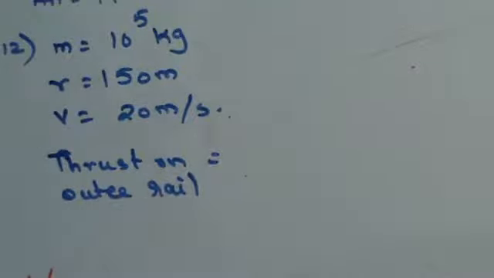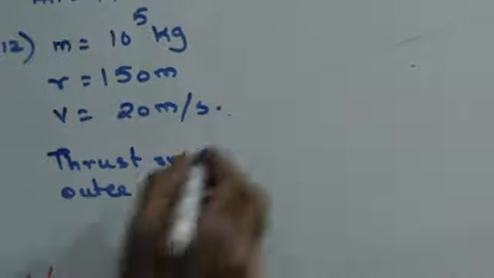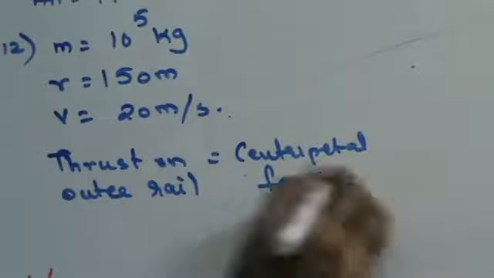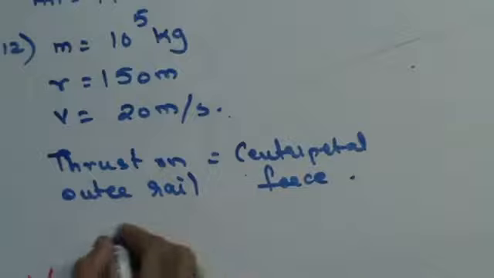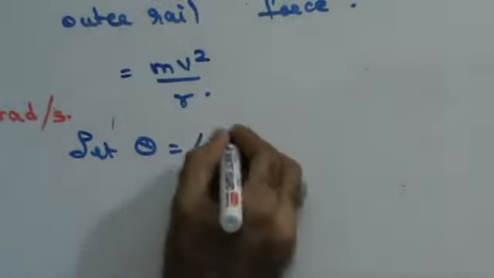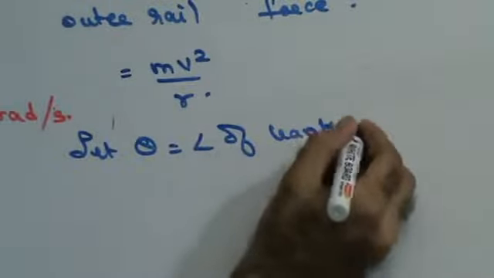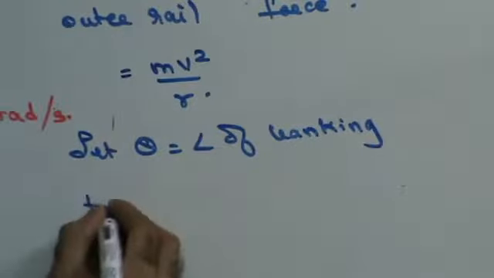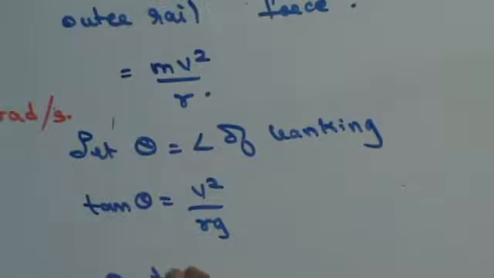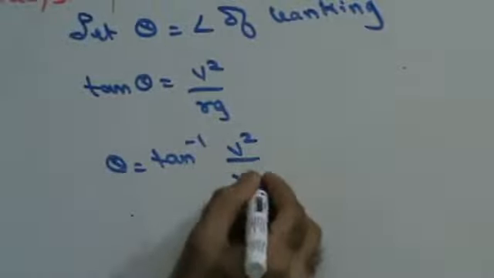The thrust that will be exerted on the outer rail will be nothing but the centripetal force, right? So in that case, I can say that centripetal force we know is nothing but mv square by r. V is given to you, r is given to you, m is given to you. You should get this angle. Let theta be the angle of banking. If theta is the angle of banking, then I can say that tan theta is v square by rg. Therefore, theta is tan inverse of v square by rg. Right? You will get your angle of theta.